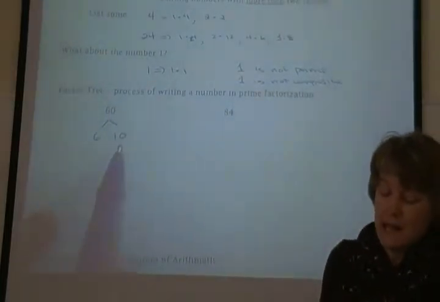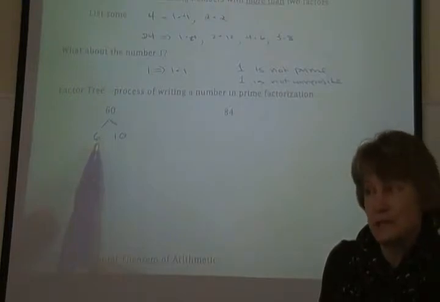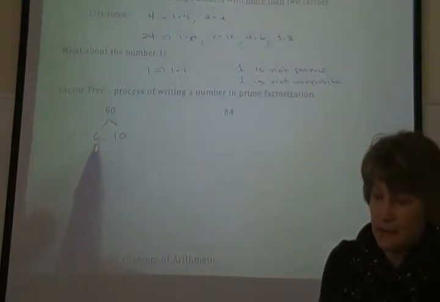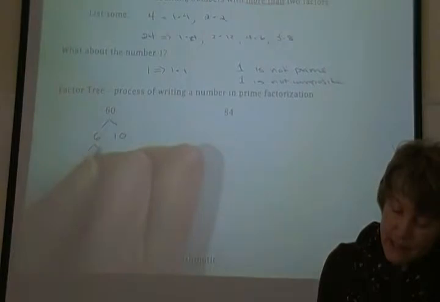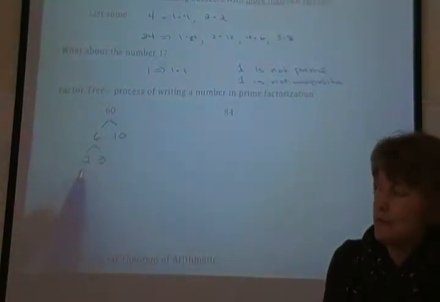But 6 and 10 are both composite numbers. 6 can be written 6 times 1, but it can also be written 3 times 2. So it's not a prime number yet. So I'll break it down then into 2 times 3. Now I've hit my prime numbers.